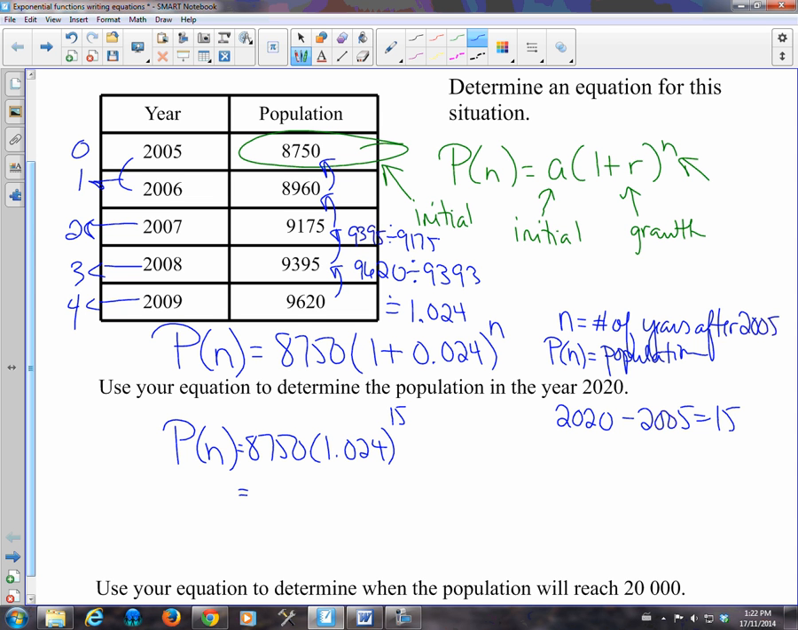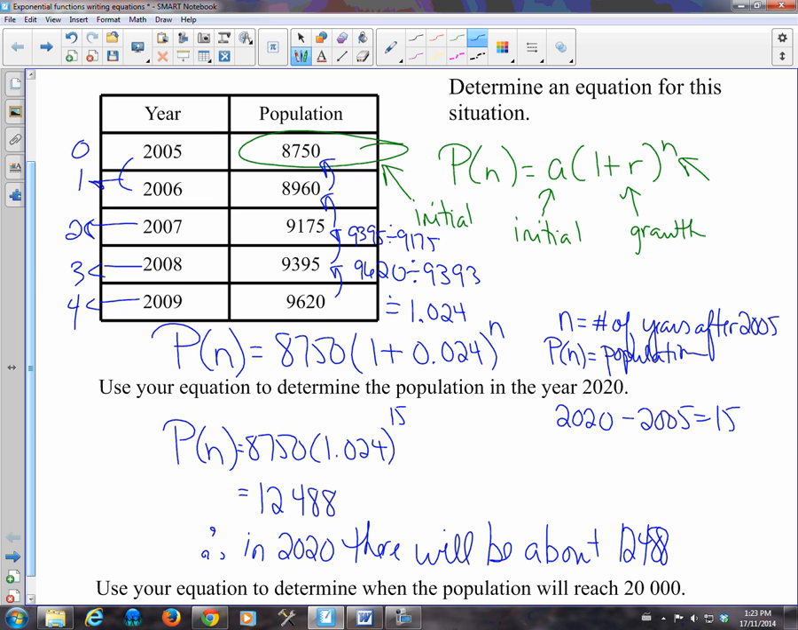And what have we got? 8750 times 1.024 to the exponent 15, which gives us about 12,488. Because it's population, we're not going to have a decimal of a person, so we round it to the nearest whole. Therefore, in 2020, there will be about 12,488 people.